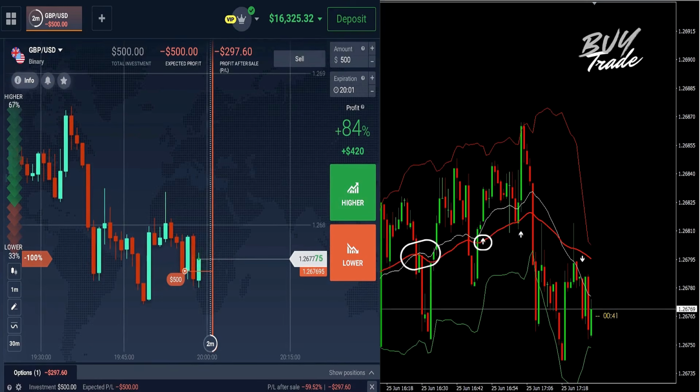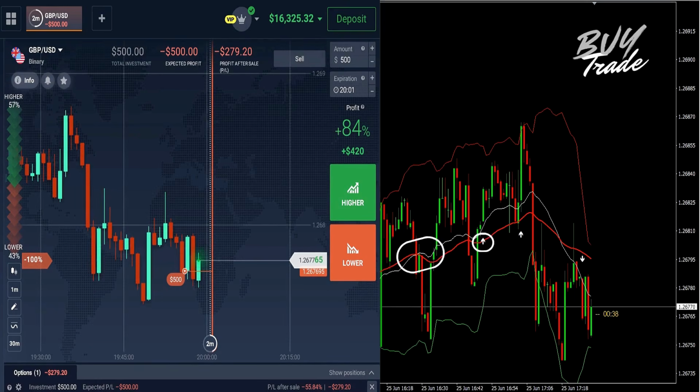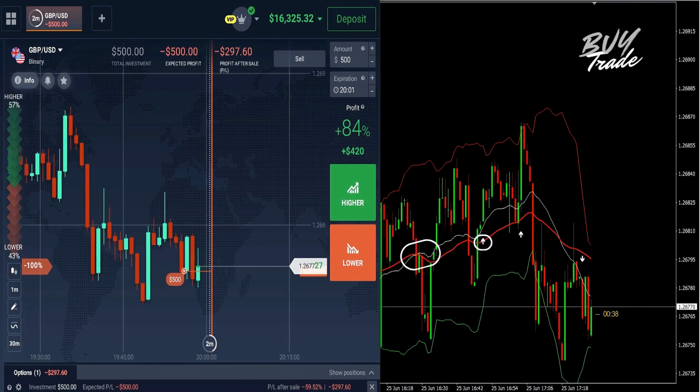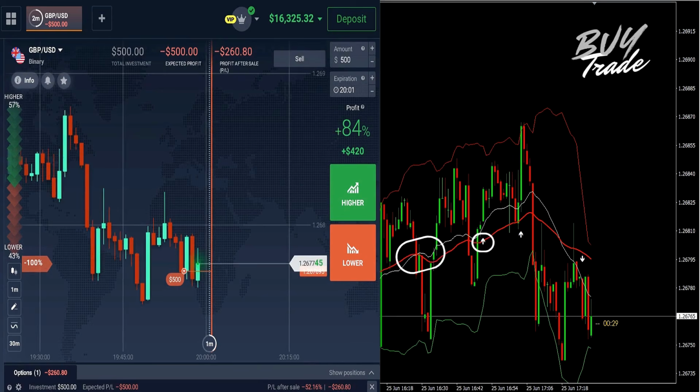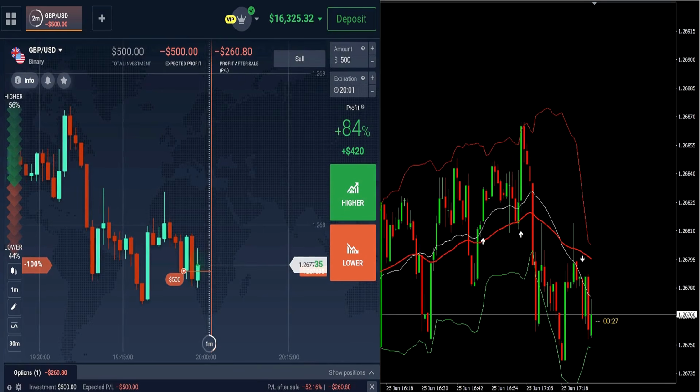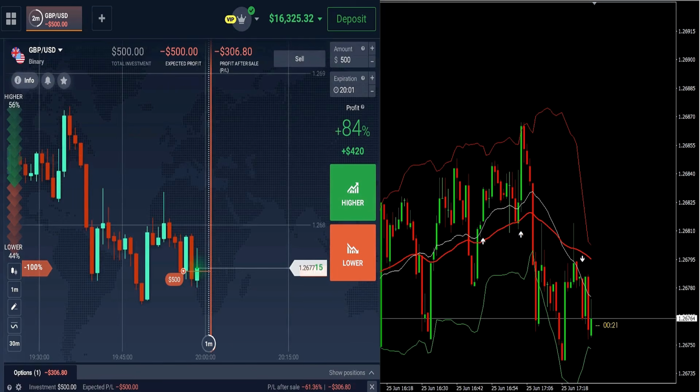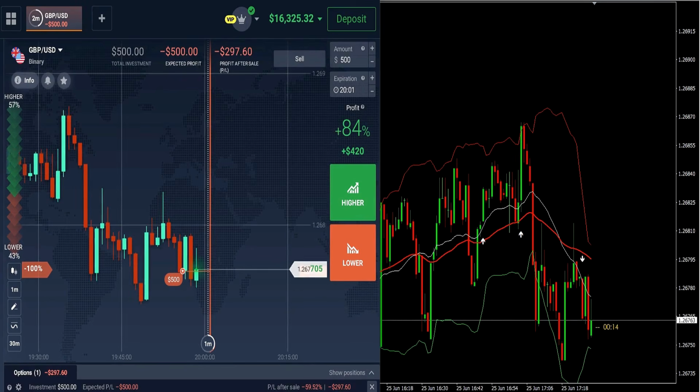Now let's look at the buy setup. Whenever the white moving average crosses the red moving average and starts moving upward, that is your buy trade opportunity. The moment the indicator generates a buy signal, place your buy trade immediately. And again, the golden rule applies here too. Only take the first signal after the crossover. Avoid taking multiple signals from the same crossover. One crossover, one trade. That's it.